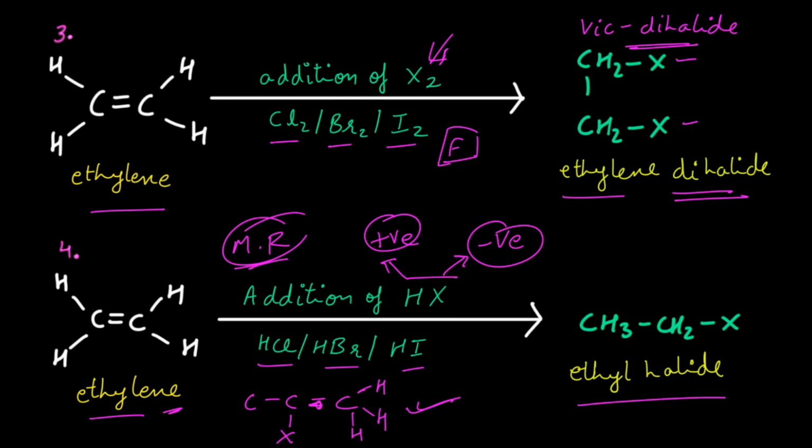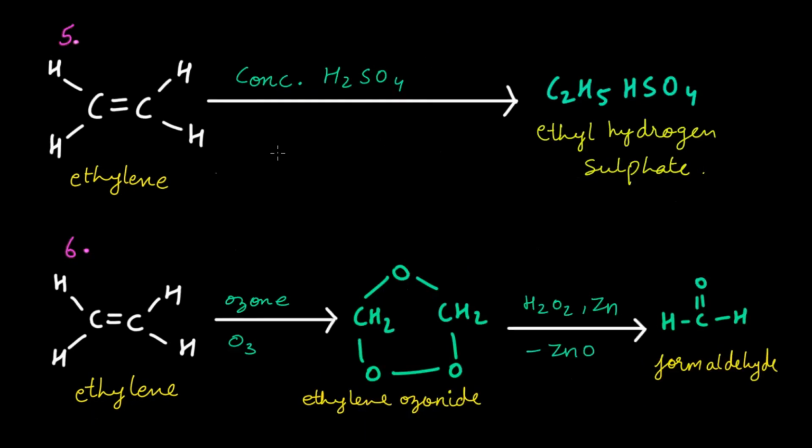Now next, fifth reaction: when ethylene is treated with concentrated H2SO4, we get ethyl hydrogen sulfate. How are we getting this? Now H2SO4 is a concentrated acid. It will provide you with H plus and HSO4 minus, right?